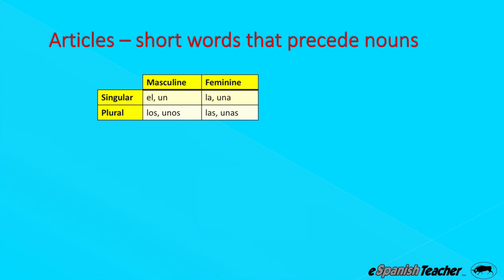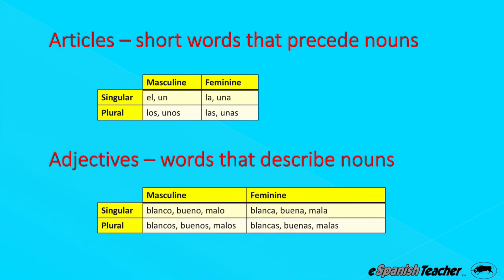So there's a quick overview of articles, and we'll look at some examples in just a minute. But first I want to talk to you about adjectives, because remember, it's nouns, articles, and adjectives that have to agree with each other.